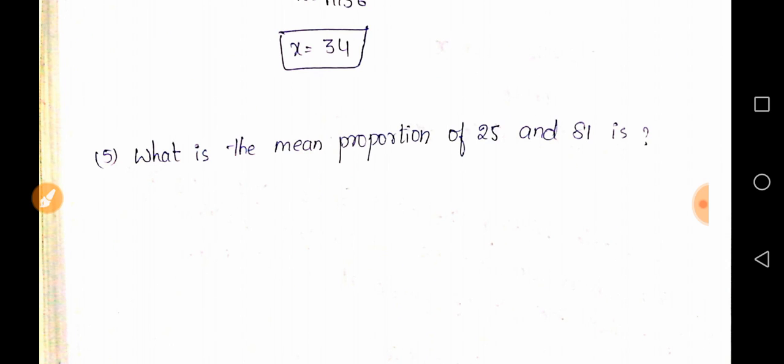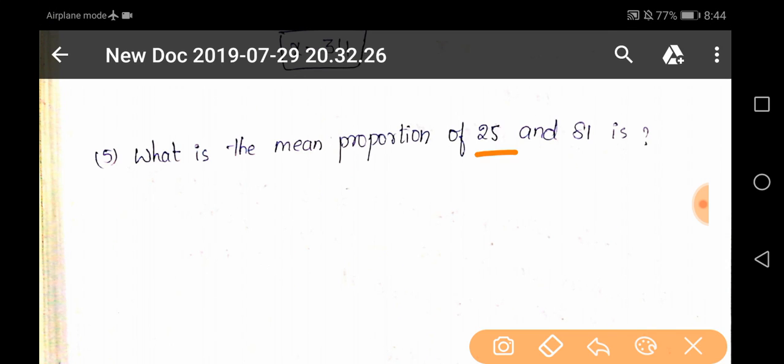And here we have another question. What is the mean proportion of 25 and 81? So please do this problem and please give me the answer in the comment section. I'll solve this problem in the next video.